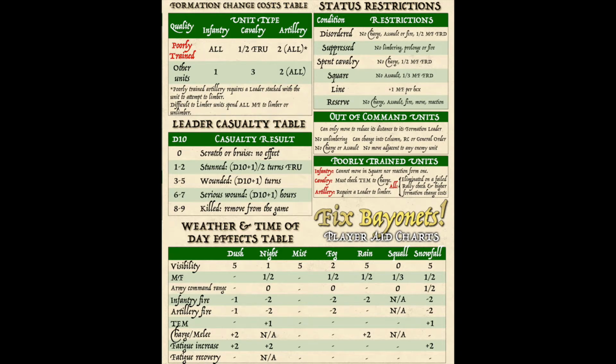During turns of snowfall, fog or rain, units have only half of their movement factors rounded down, also during night turns. And during turns of squall weather, they only can use 1/3 of their movement factors rounded down. Please refer to the rules and the player aid charts for details on how those modifiers are applied.